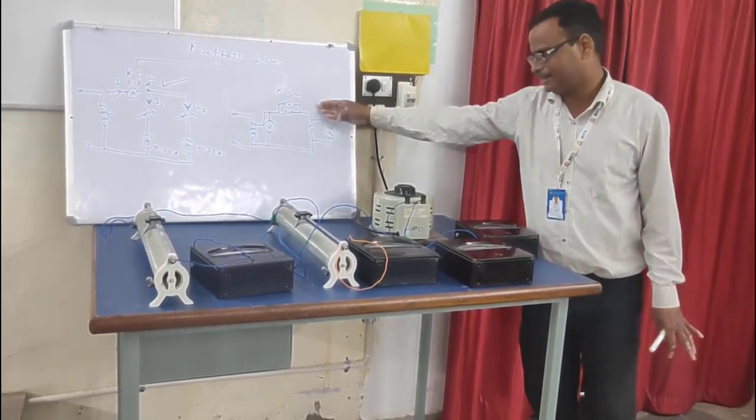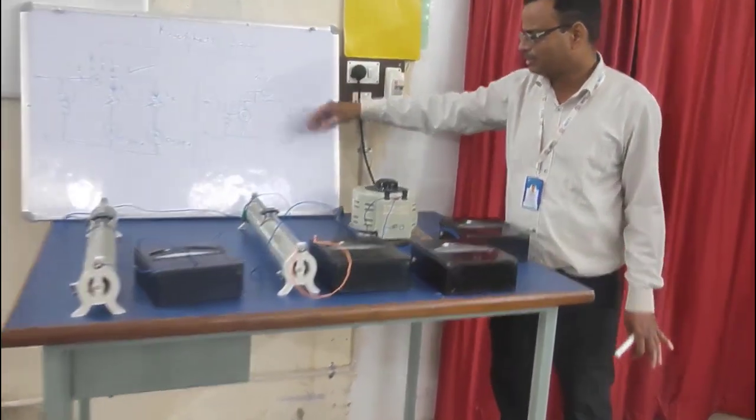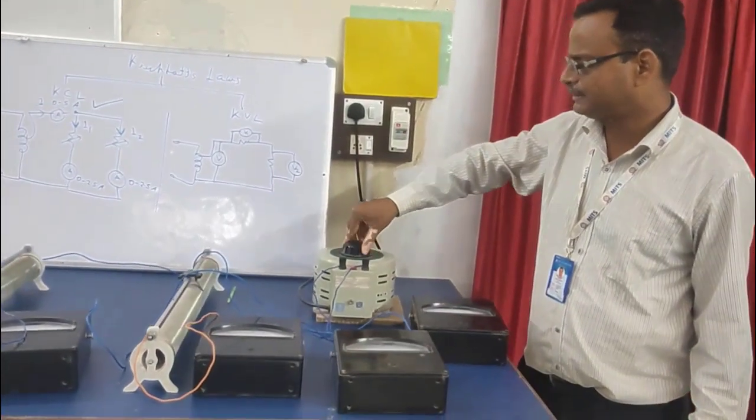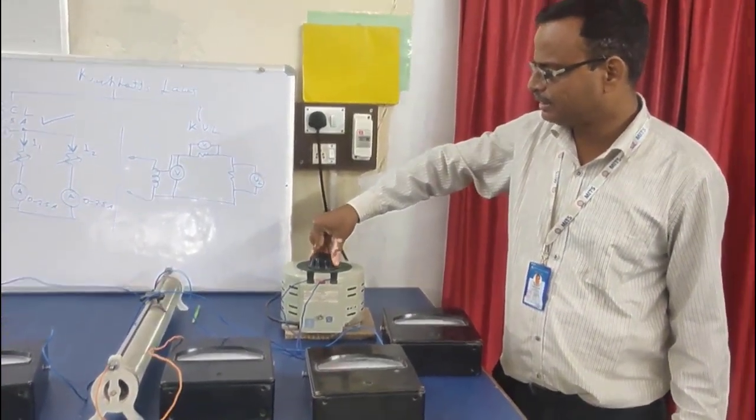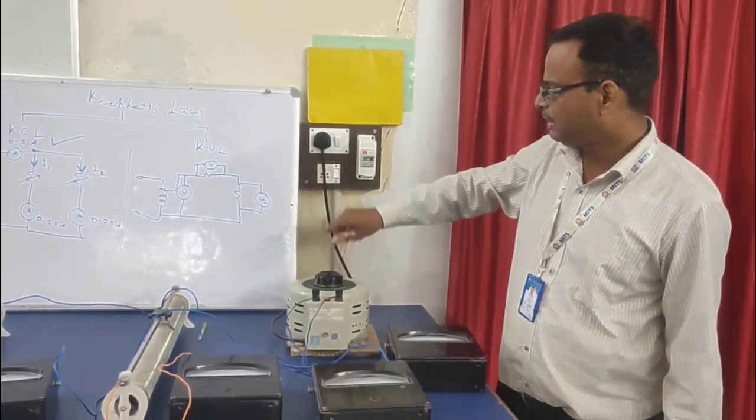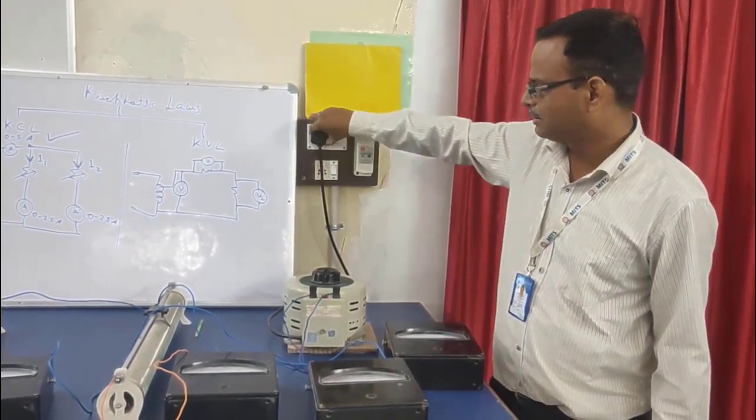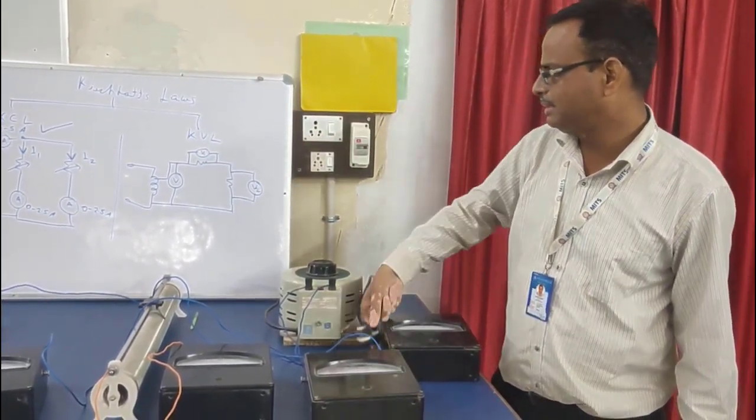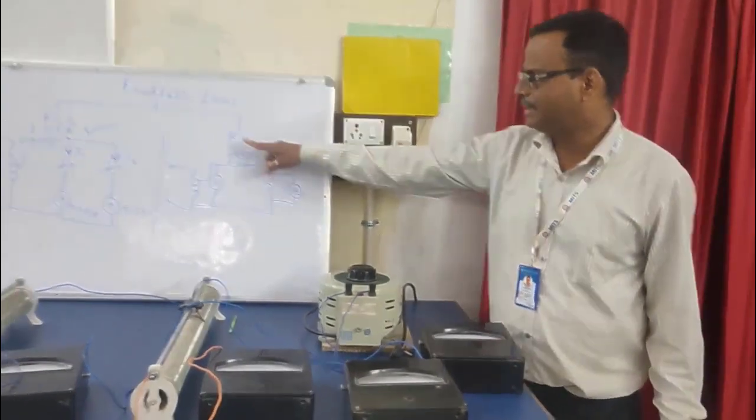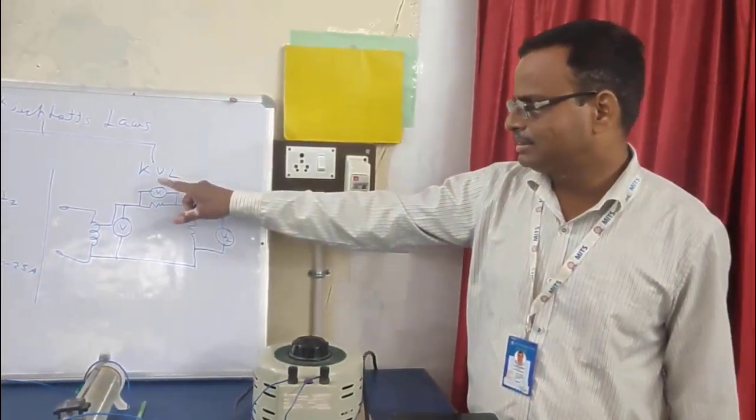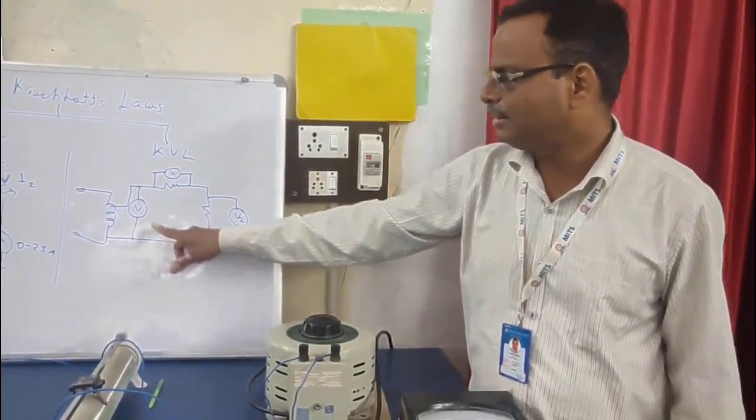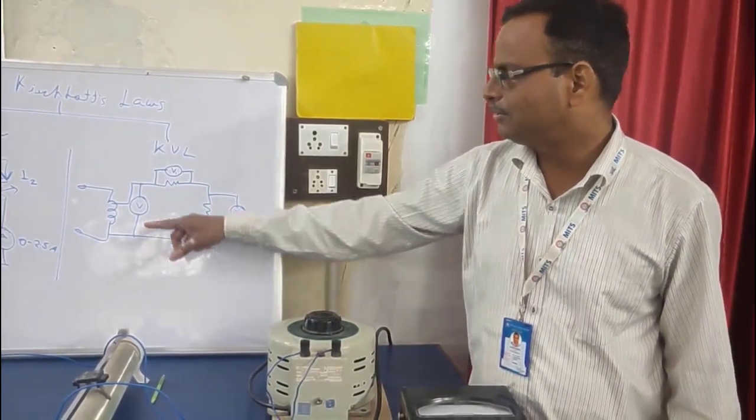The next law is the KVL. In the KVL law, first of all, we reduce the voltage to 0 position and switch off, unplug the socket. And the KVL statement is: the sum of all the voltages around a loop is 0.